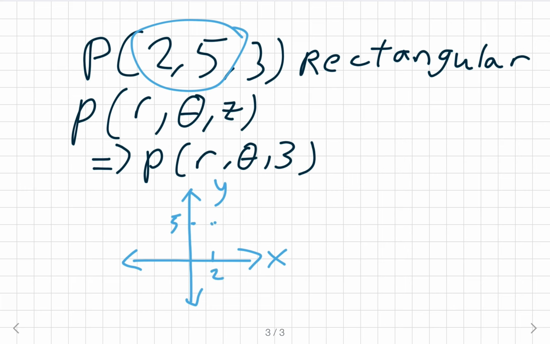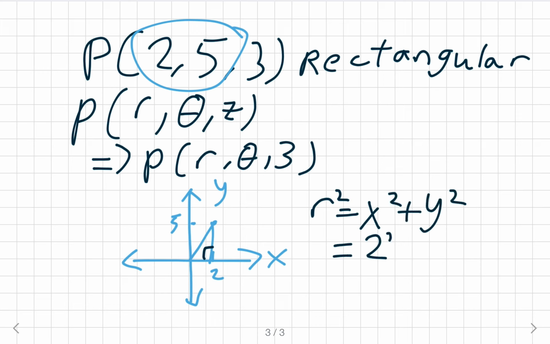So that's 0.25. And we want to figure out r, so that's this distance. So what is r? Essentially r, by the Pythagorean theorem, because that's a right angle, is r squared equal to x squared plus y squared.